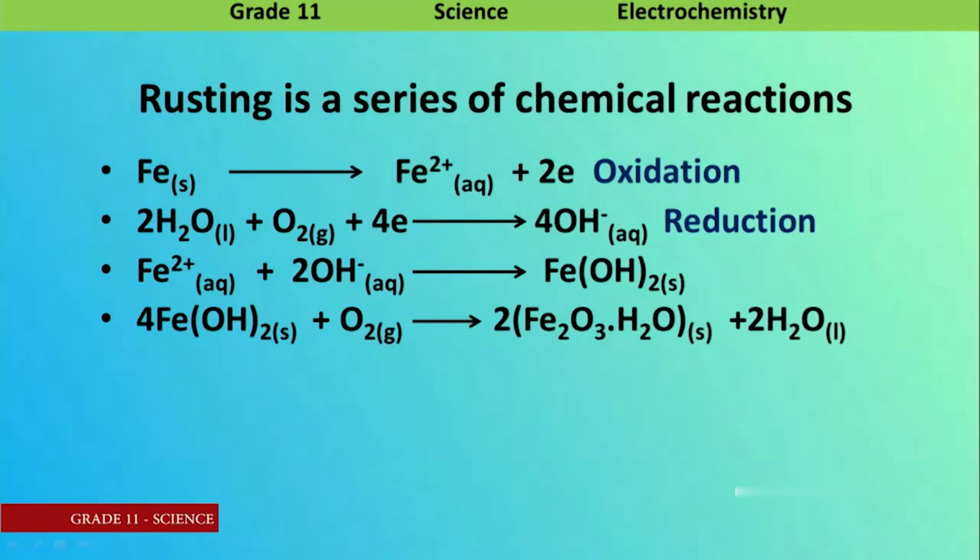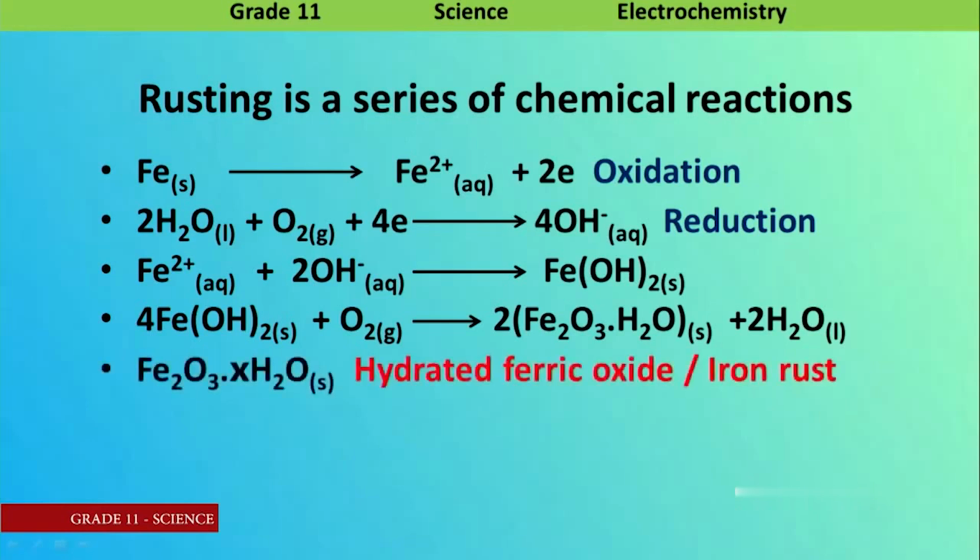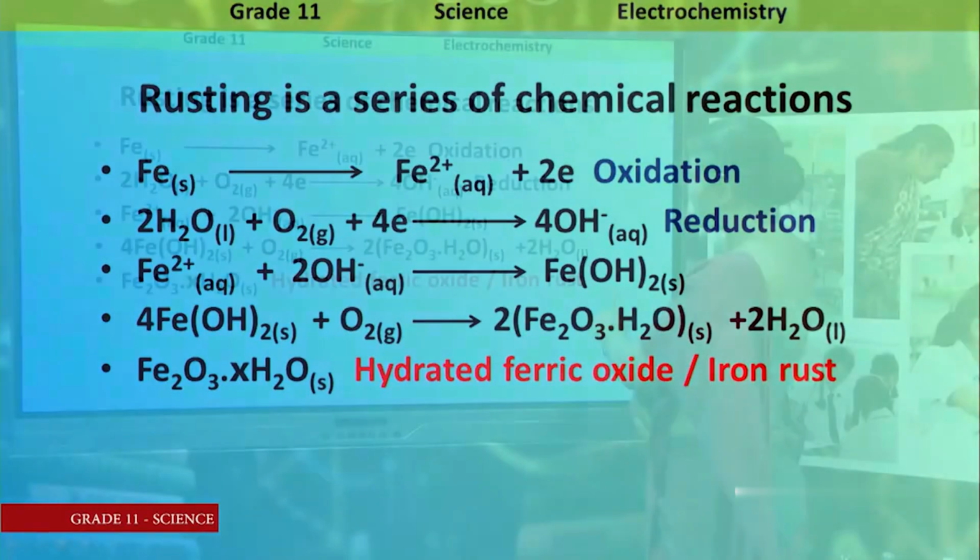This is what we call iron rust. This is reddish brown in color, children. This is specially called hydrated ferric oxide or iron rust. This is what happens during rusting, children.